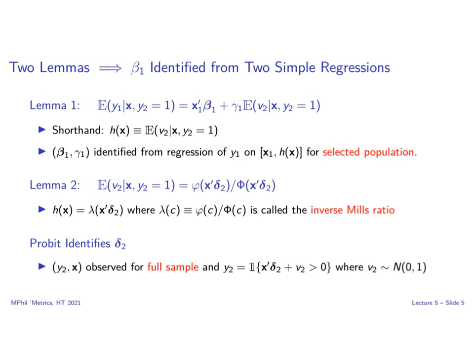Under the assumptions from the previous slide, it turns out that beta 1 can be identified from a pair of straightforward regressions, even though we only observe data for the selected sample. The argument relies on two key lemmas. We'll prove these in later videos, and for the moment we'll content ourselves with understanding what these results mean and why, in combination, they allow us to solve the sample selection problem.